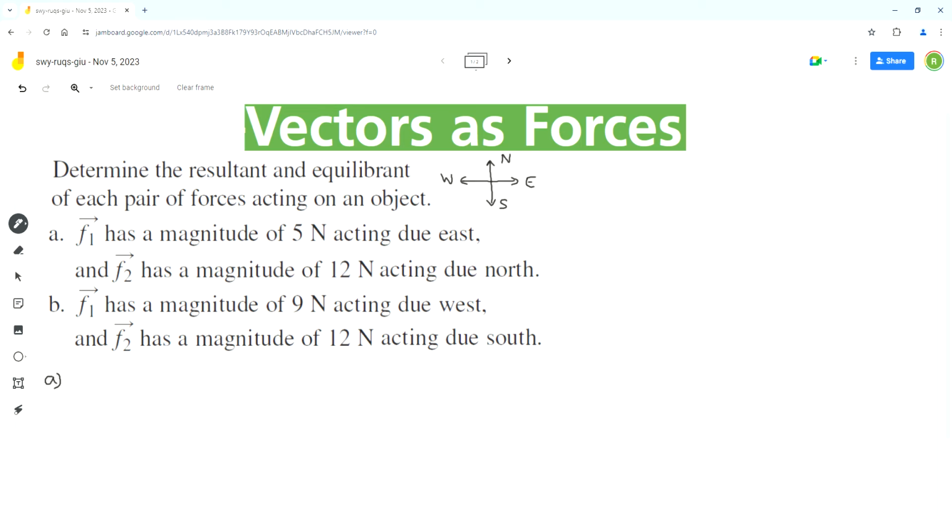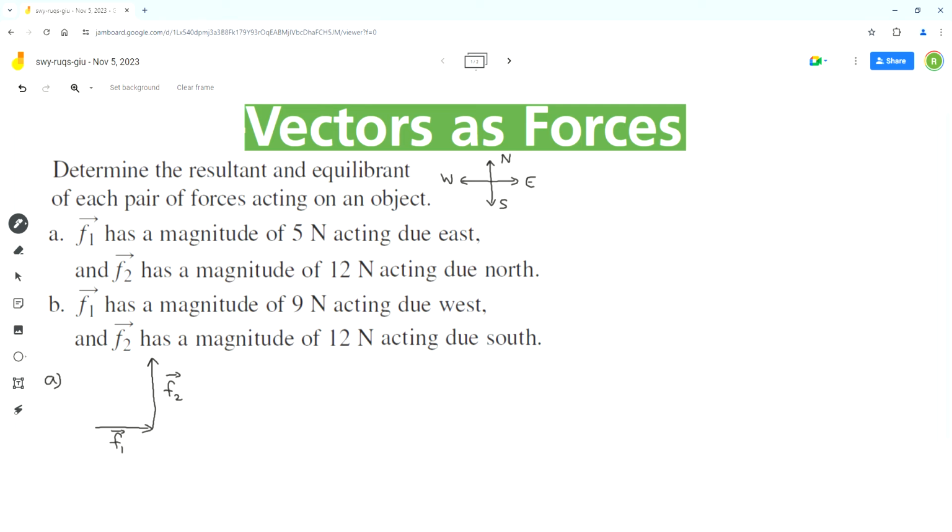Now we can draw these forces F1 and F2 based on the given directions. So F1 has a magnitude of 5 Newton due east. So this is F1. And then F2 has a magnitude of 12 Newton acting due north. So this vector is F2. Now we have to find the resultant and equilibrant for these two forces.